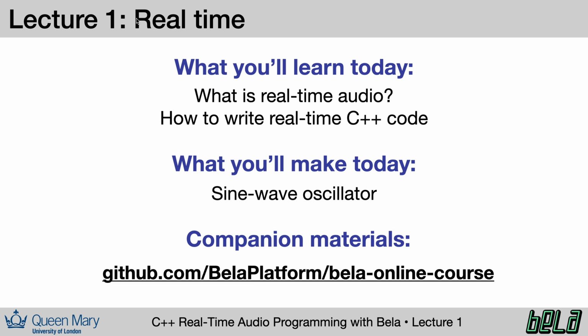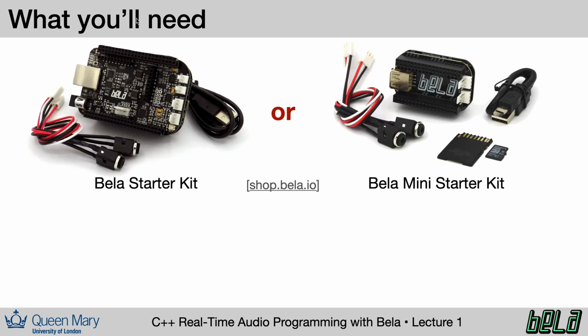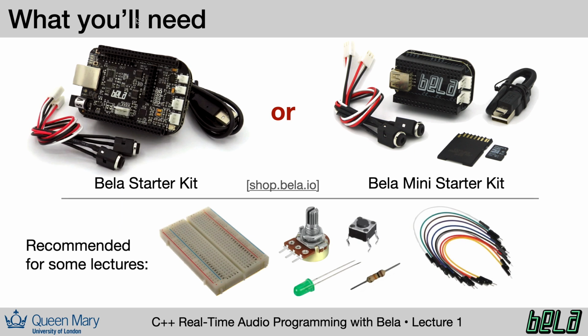Now, the companion materials for this lecture are on GitHub, and they include code examples that we'll work through together later on in the lecture. For those just joining us, we expect that you have a Bela starter kit or a Bela Mini starter kit to run the examples, though of course you can follow along without one. Later lectures are also going to use some basic electronics, although you will not need any of these components today.